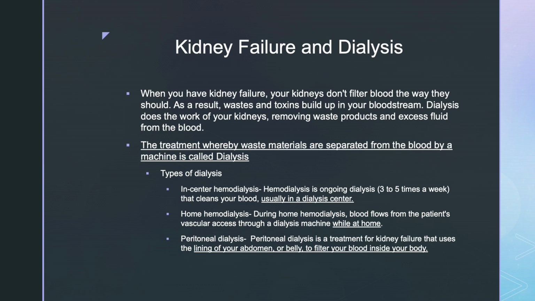Then they have peritoneal dialysis, which is kidney failure treatment that uses the inner lining of your abdomen or belly to filter the blood inside your body. So the act is the same. The way we do it, the route, and the environment we're in are different. So know the difference between the three. And know what dialysis does and know who it's for. And then you should be good to go. So let's go to the next slide.